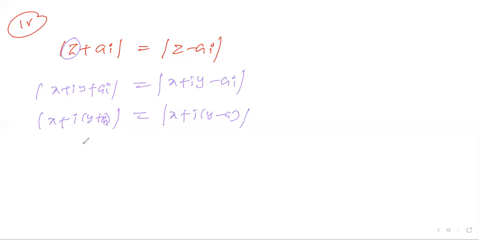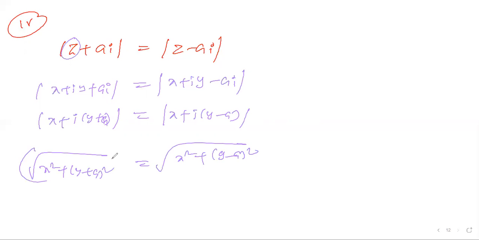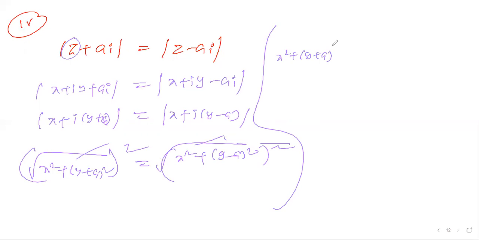Now you can open the modulus. Under root, what you get: x square plus (y plus a) whole square, plus x square plus (y minus a) whole square. Now what I have to do is squaring on both sides to make the root go out. So on the left you get x square plus (y plus a) whole square, and this side x square plus (y minus a) whole square. Still clear?